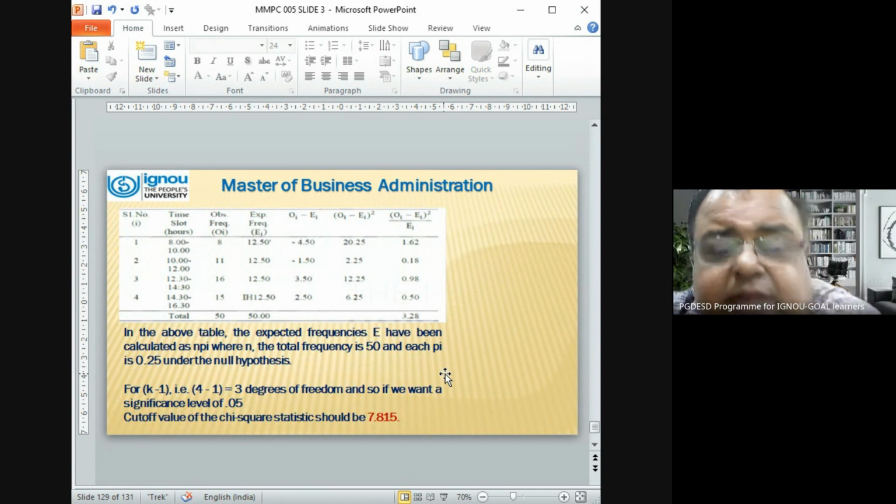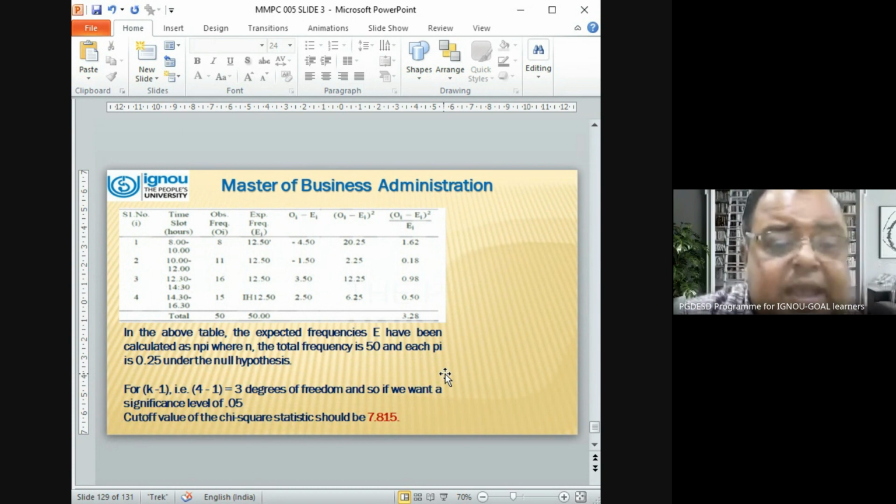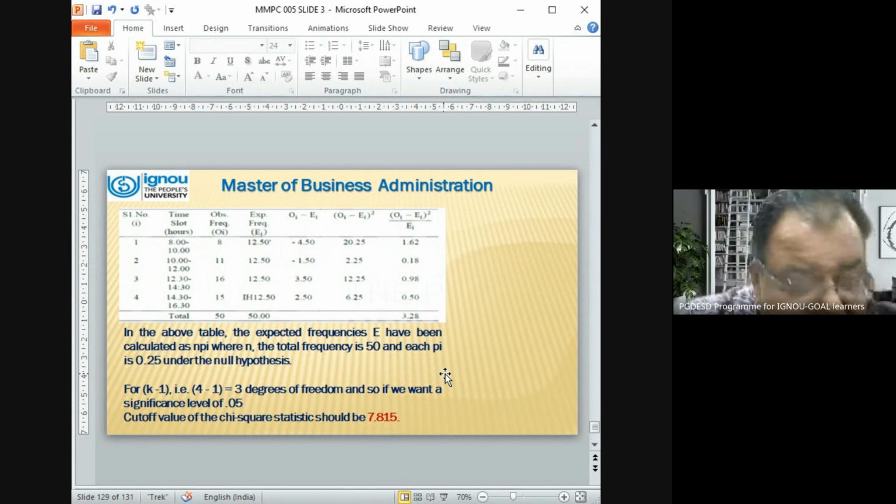In the above table, the expected frequency has been calculated as NP, where N is the total frequency, which is 50, and the probability of each one is 1 by 4, that is 0.25, under the null hypothesis. There are 4 observations. Your degree of freedom will be 4 minus 1, that is 3. For 3 degrees of freedom at 0.05, the tabular value should be 7.815. But your calculated value is less than the tabulated value.